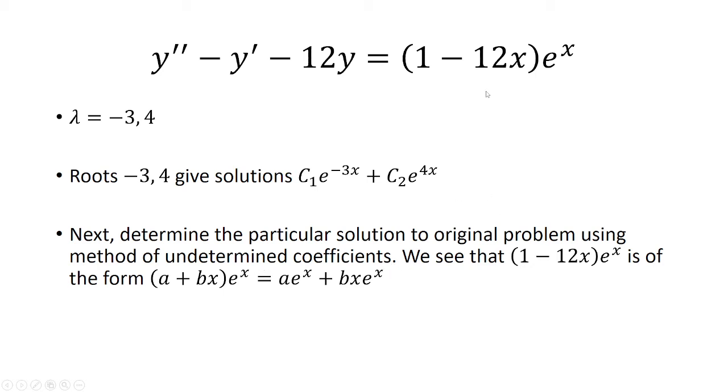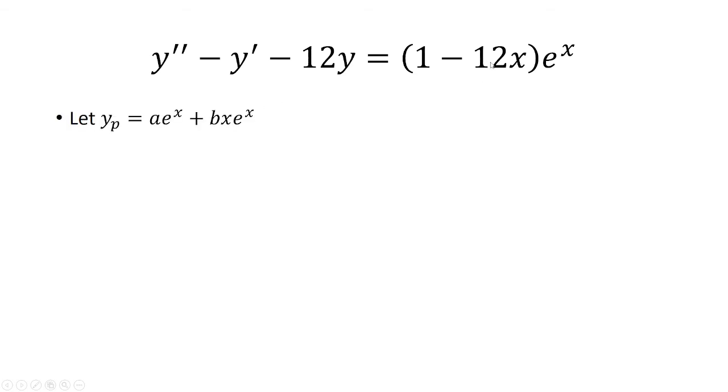So we see that 1 minus 12 times x times the quantity e to the x is of the form a plus bx times e to the x, which we simplify to a times e to the x plus bx e to the x. And so we're going to set y sub p equal to a times e to the x plus bx times e to the x. And so what we're going to do with y sub p is plug it in for y here, and then set it equal to the right side.